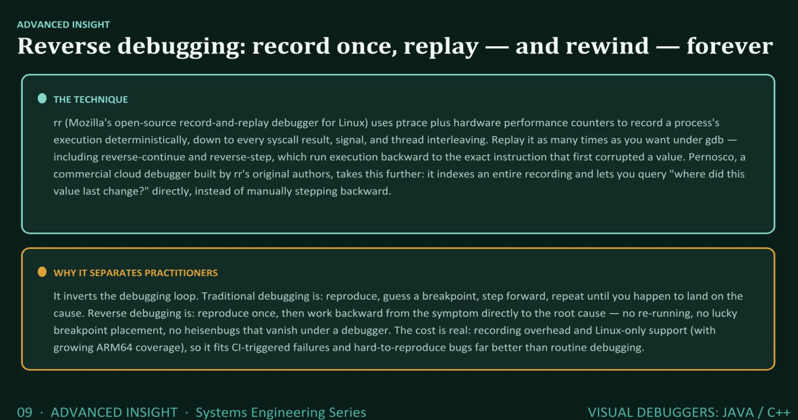The cost is real. Recording overhead and Linux-only support, though ARM64 coverage is growing. So this fits CI-triggered failures and hard-to-reproduce race conditions far better than routine day-to-day debugging.